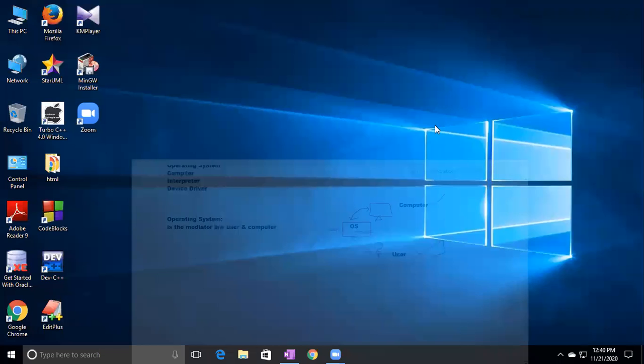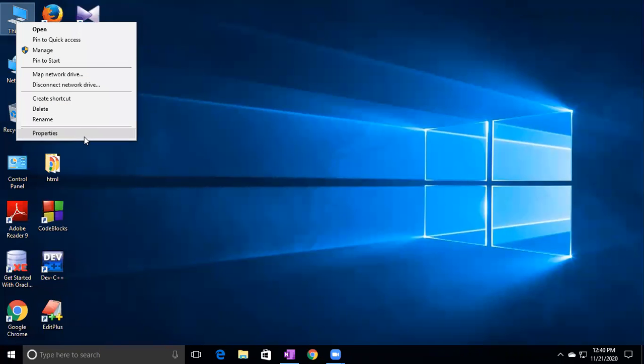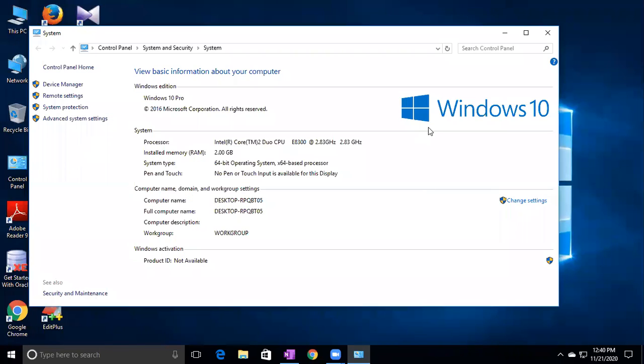In my system, the Windows 10 operating system is there. Observe here, the This PC icon is there. I'm right clicking on it and selecting the properties option. See, it is displaying Windows 10 here. So what is this Windows 10? Windows 10 is the operating system. Windows operating system. Like that, several operating systems are there.